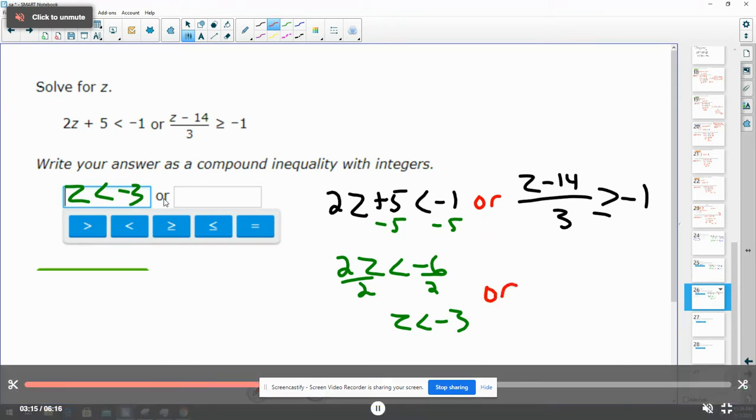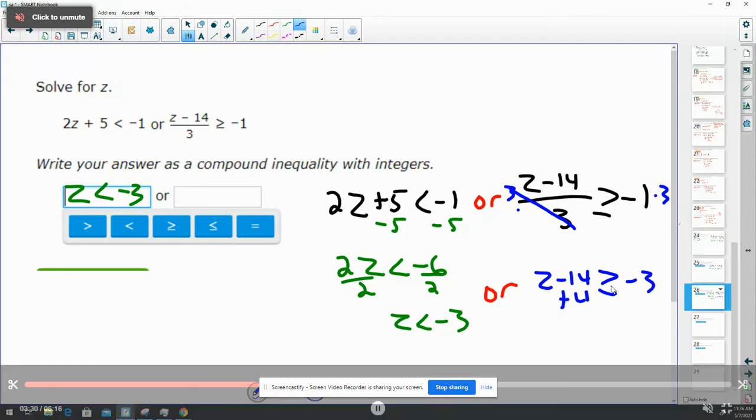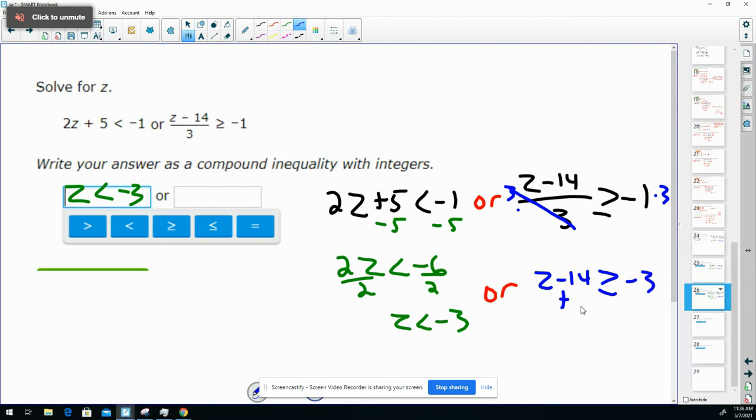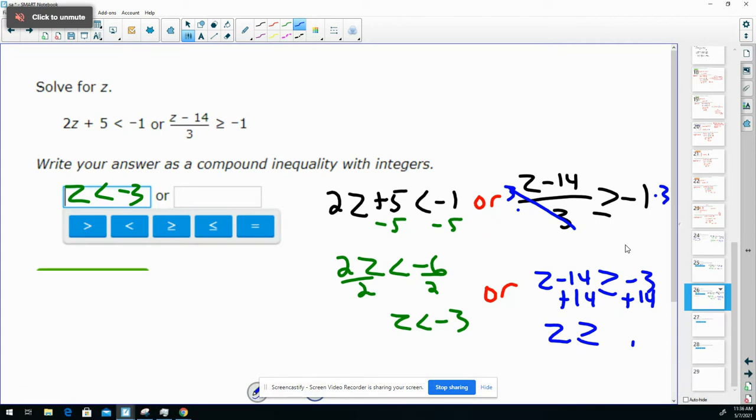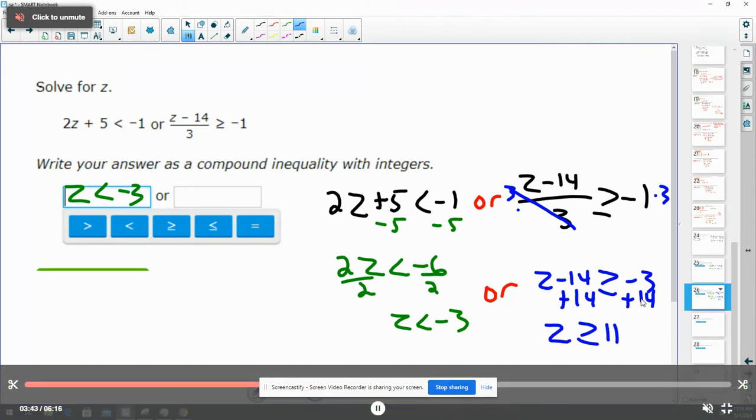Or, which is already written for you, we're going to multiply both sides by 3 here to get rid of that fraction. So these 3's will cancel, and we just have z minus 14 is greater than or equal to negative 3. 3 times negative 1 is negative 3. Add 14 to both sides, and we'll get z is greater than or equal to 11. Same thing as negative 3 plus 14, 14 minus 3, which is 11.